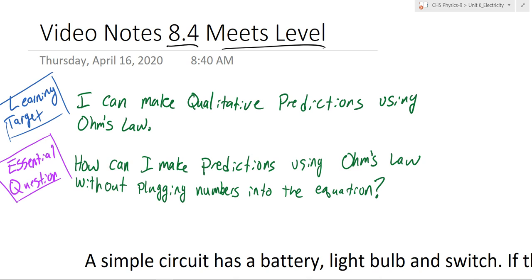So this learning target is focused on two things right here: one is the learning target and the other is the essential question. Learning target 8.4 at the meets level says, I can make qualitative predictions using Ohm's law.